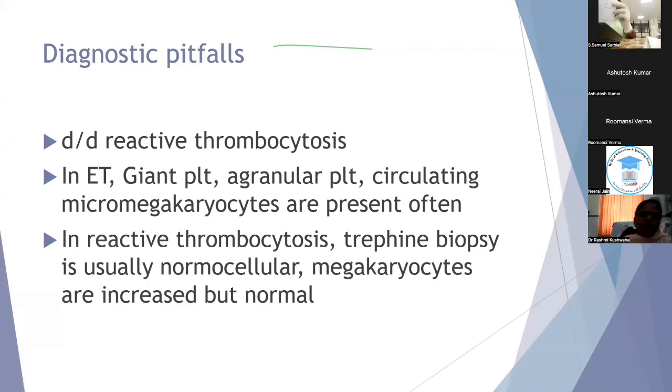In reactive thrombocytosis, Trephine biopsy is usually normocellular and megakaryocytes are increased, but most of the time they are normal in morphology. So the peripheral smear along with the aspirate and Trephine biopsy can help us to differentiate the reactive causes of thrombocytosis from the other causes of thrombocytosis.